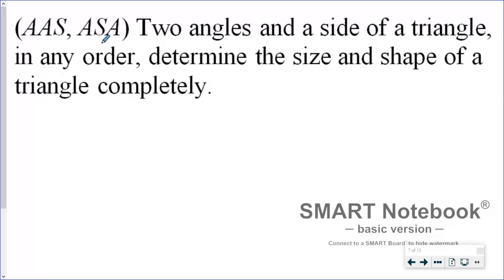We were also allowed to use side, side, side, and side, angle, side, which is the one we were not allowed to use. Angle, angle, angle, you can't use to prove things congruent. That is correct. You can use it to prove them similar. Not quite. Side angle, angle is fine. That's the same as angle, angle, side, actually.